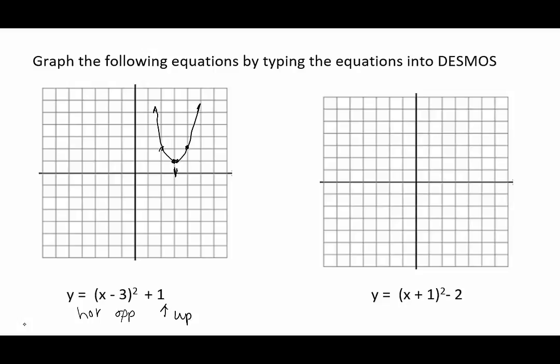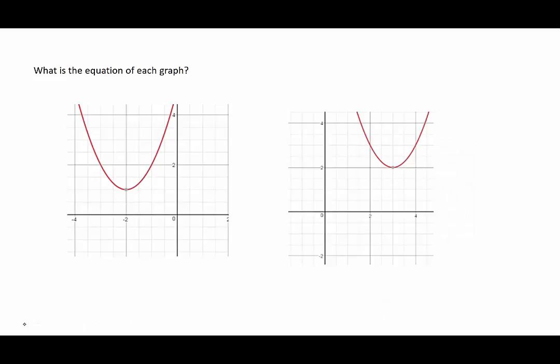Type it into Desmos and sketch a graph of the parabola that has been shifted. What is the equation of each graph? So I've shifted it 2 in the negative direction horizontally. Since it was a horizontal shift, I do the opposite sign. If I'm shifting in the negative direction, I add 2, and then I shifted up 1. Back 2, up 1, and then I make the graph.